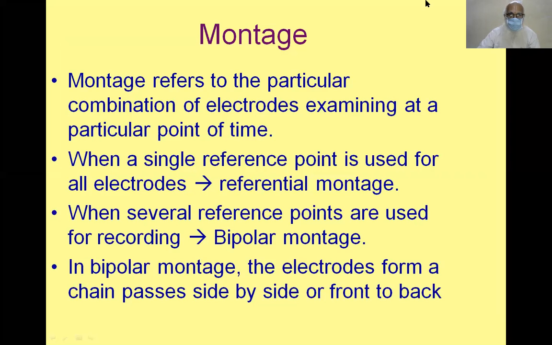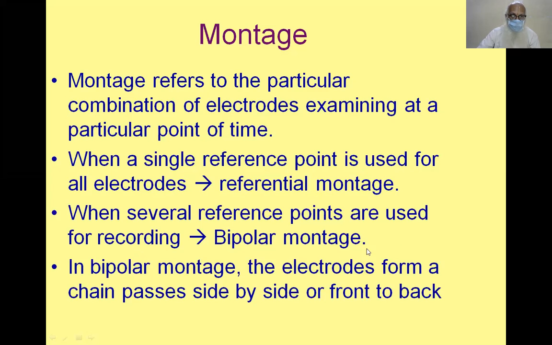We use another term called montage. Montage refers to the particular combination of electrodes examined at a particular point of time. So this combination is in between two electrodes, and it is recording EEG at a given time. This setup is called the montage. When a single reference point is used for all electrodes, then we call it referential montage. So there is a reference point which is common for all the electrodes.